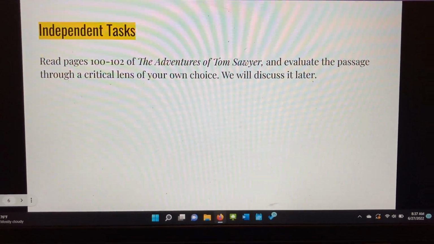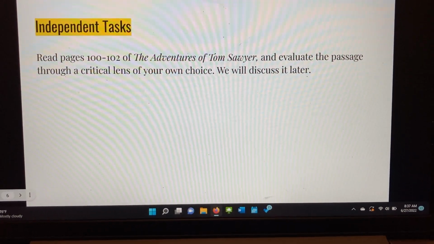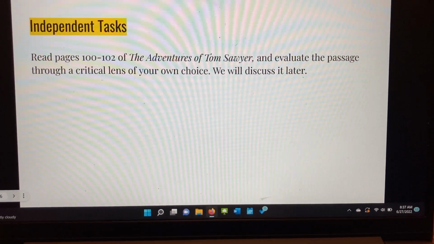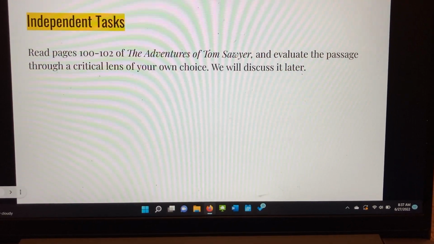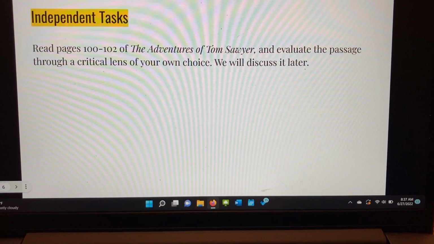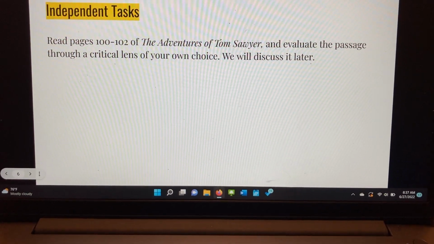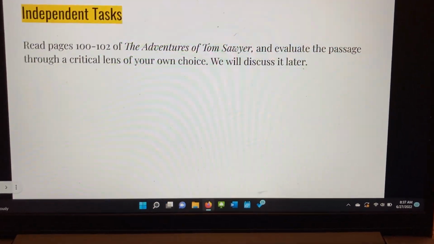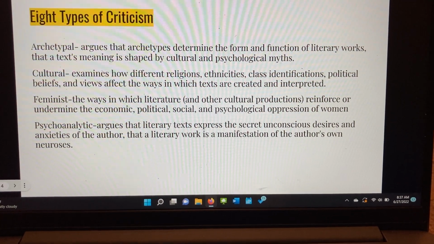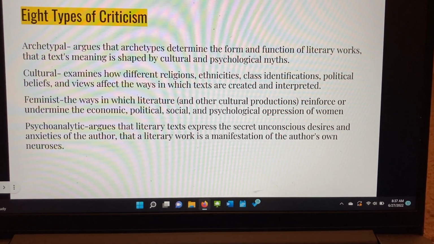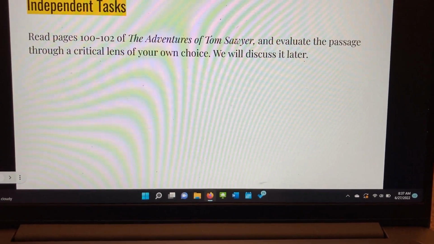We're going to take a simple, easy to read Tom Sawyer by Mark Twain, and we would read the 3 pages and evaluate the passage through a critical lens of your own choice. You could discuss how the girls are portrayed, how they're not portrayed, have a feminist. You could discuss the culture of the South. You could discuss the psyche of the characters. It's really whichever one interests you the most.